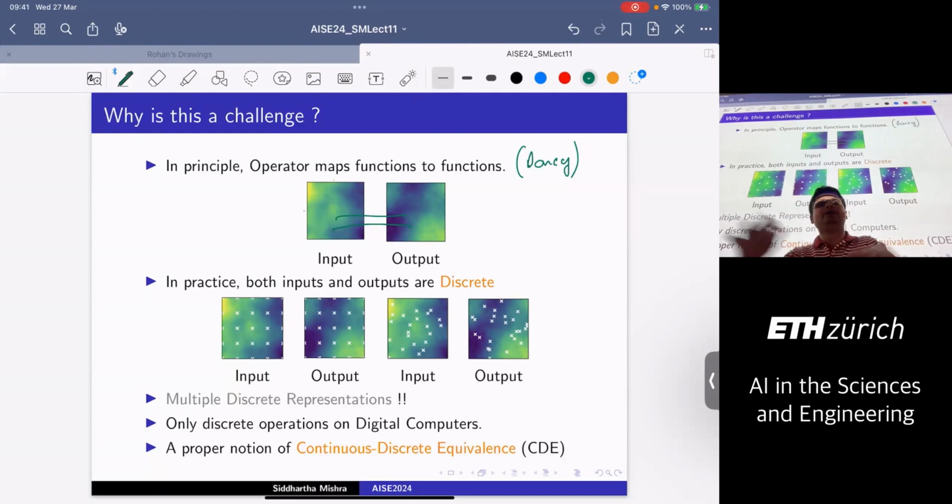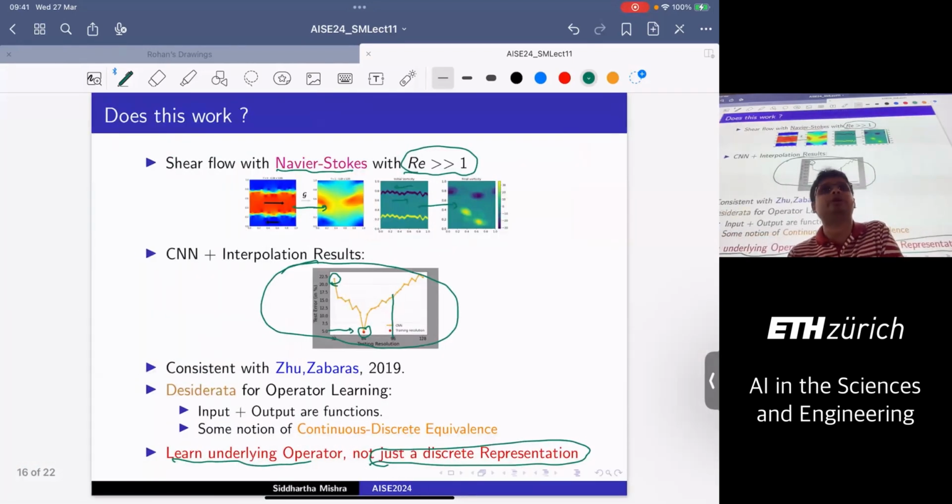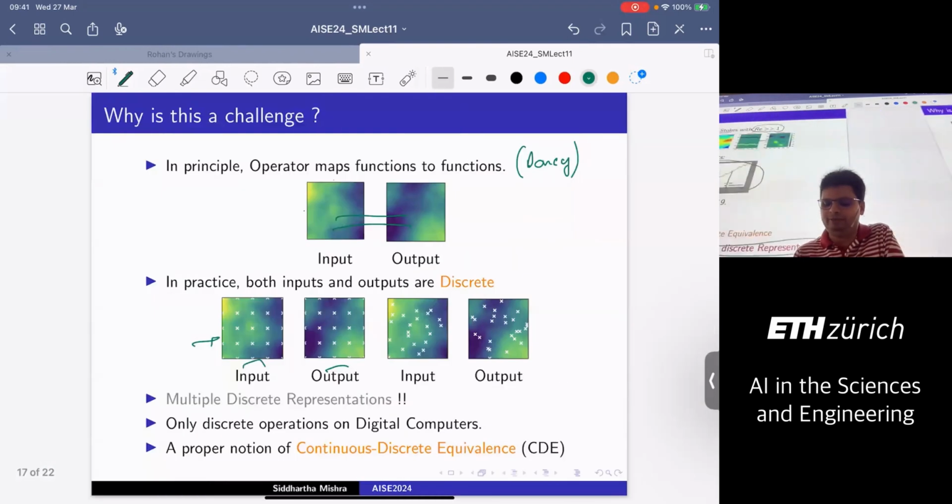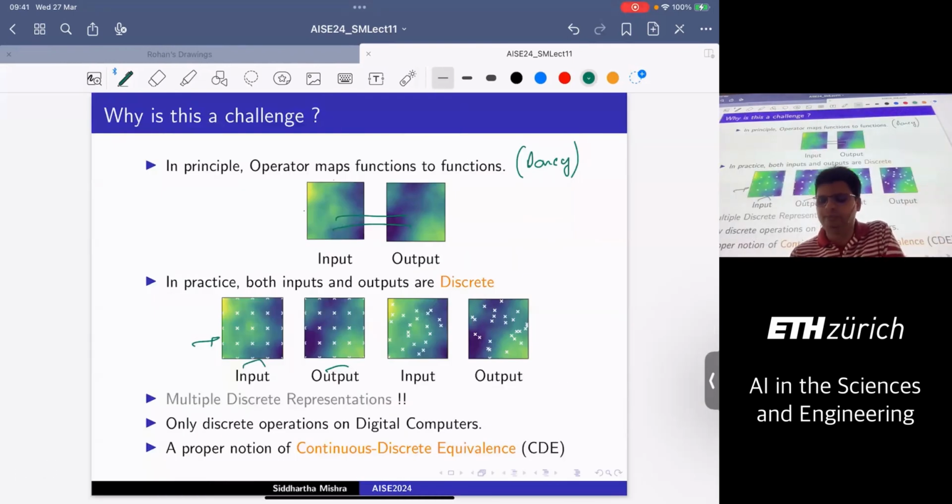But the problem is that there are multiple ways of doing it discrete. You could change the resolution of the grid. You can have the same grid, or you could change the resolution as we did in this particular example. Or what can be even more frustrating is that your input can be on some random points, point clouds as these are called, outputs can be on point clouds and so on. So there are multiple discrete representations of the same function.